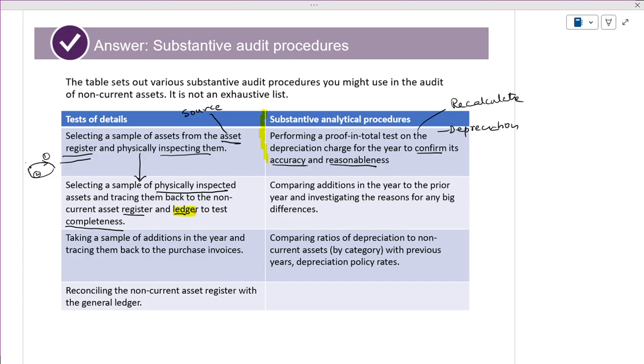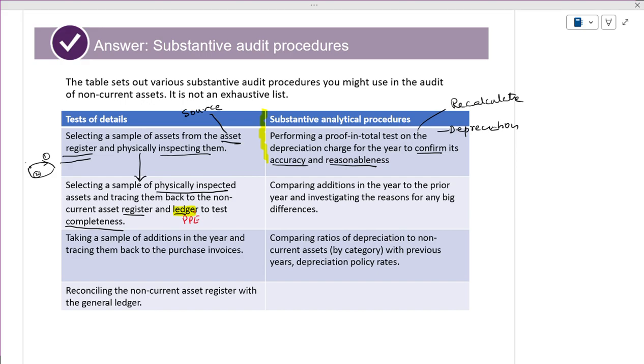Is it property, plant and equipment? Now you are expanding your scope. This is the test of details. First you will inspect, then you will go back to the register, and you are adding another variable. You are talking about the ledger. You are getting more details.